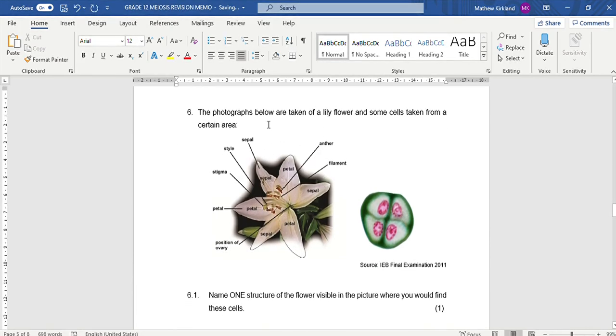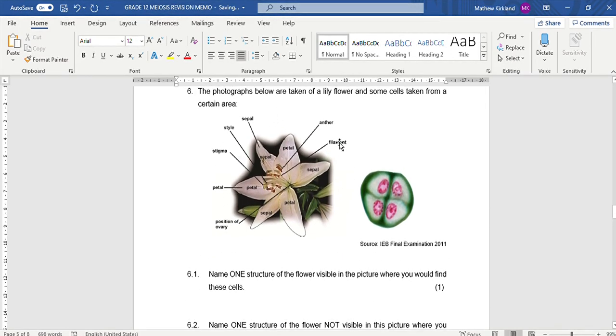Right, the photographs below are taken of a lily flower and some cells taken from a certain area. So we're talking about plants now. Right, plant, and here's the cells. Question 1. Name one structure of the flower visible in the picture where you would find these cells. Okay, visible in the picture. Something I must be able to see.